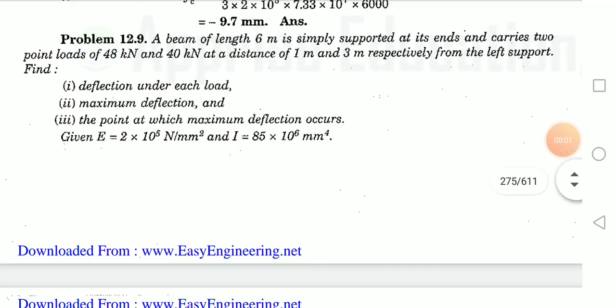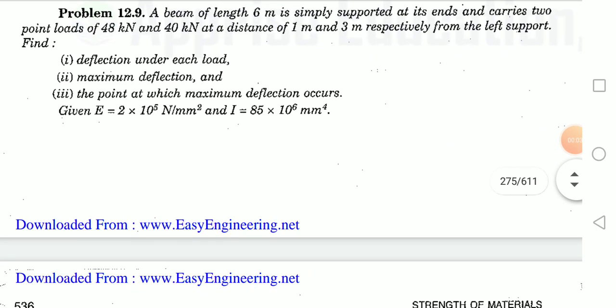A beam of length 6 meter is simply supported at its ends and carries 2 point loads of 48 kilonewton and 40 kilonewton at a distance of 1 meter and 3 meter respectively from left support. That is, 48 kilonewton load is at a distance of 1 meter from the left support, whereas this 40 kilonewton load is acting at a distance of 3 meter from the left support. Okay, so the in between distance of 48 kilonewton load and 40 kilonewton load is 2 meter.